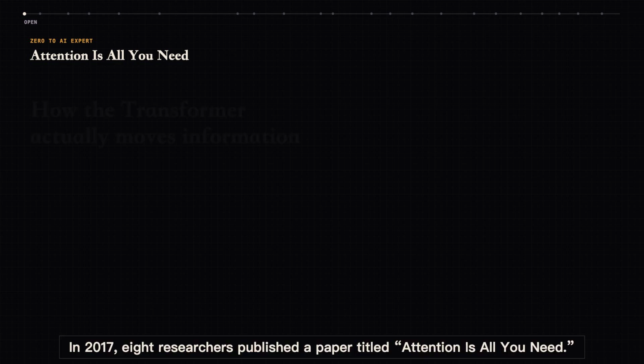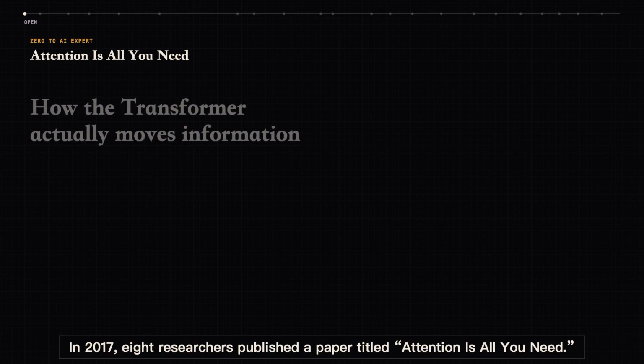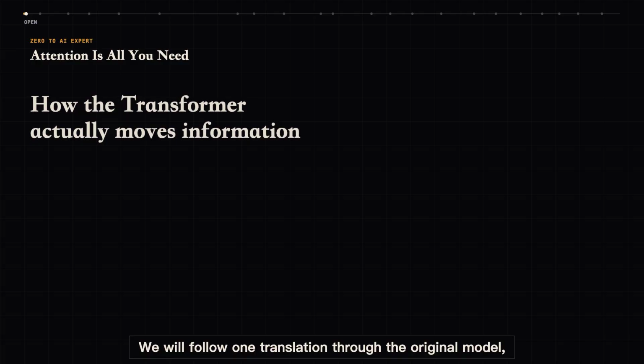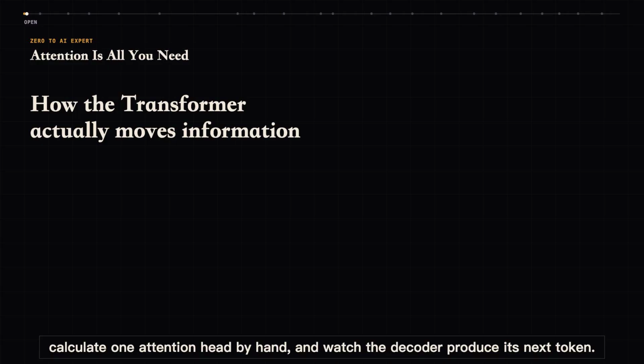In 2017, 8 researchers published a paper titled, "Attention is All You Need." It introduced the transformer. We will follow one translation through the original model, calculate one attention head by hand, and watch the decoder produce its next token.